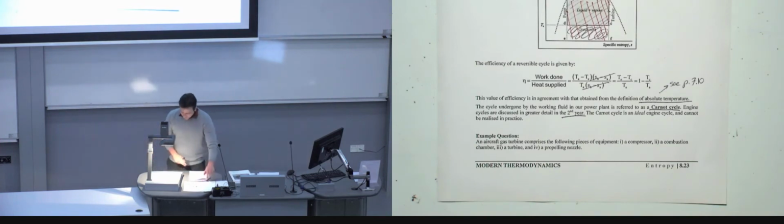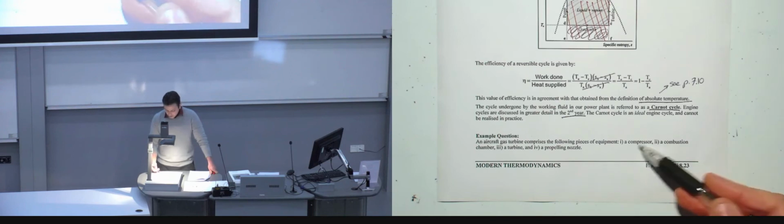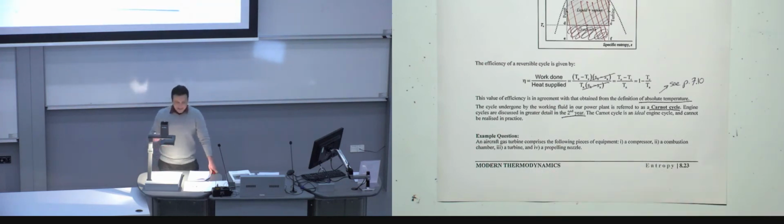We've got an aircraft gas turbine which has these three components: a compressor, a combustion chamber, and a turbine. And well, you've got essentially the propelling nozzle as well, but that is not included in our calculation in this example, as you'll see later. We're just going to focus on the compressor, combustion chamber, and the turbine. But typically, in a typical jet engine or gas turbine engine, these are the four components that you've got.